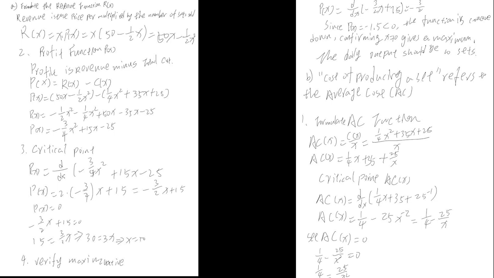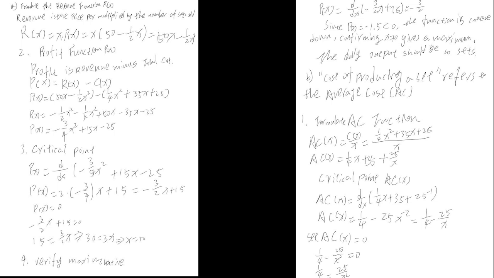Okay, for question 3, we have 2 parts. One asks for the maximum total profit and a relative minimum. For part A, we should find the revenue function R(x) equals x times p(x), equals x times (50 minus 1/2 x), equals 50x minus 1/2 x squared.